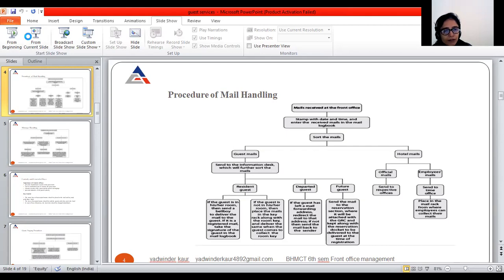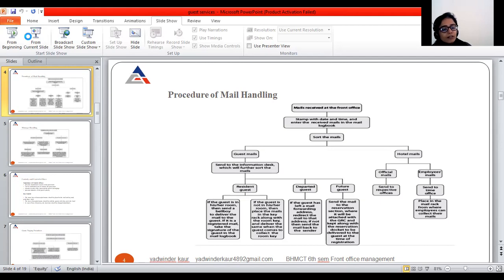Now we'll discuss the hotel mails. Hotel mails are official mails and employees' mails, right? The official mail is sent to the respective offices. When it is the employees' mail, send it to the time office and place it in the mail rack, from where employees can collect their mail.